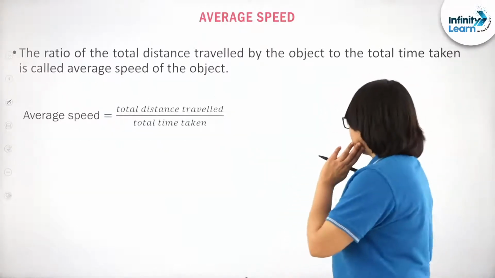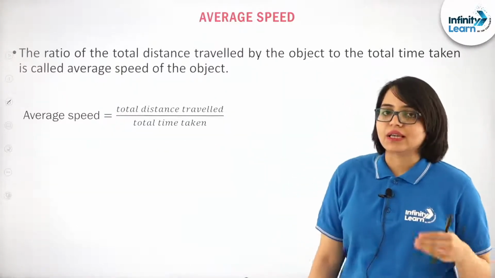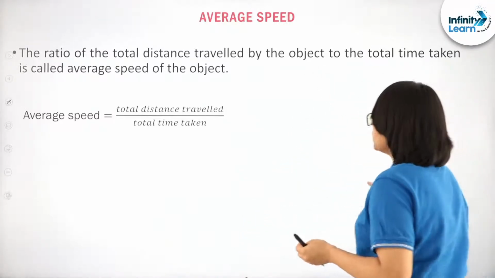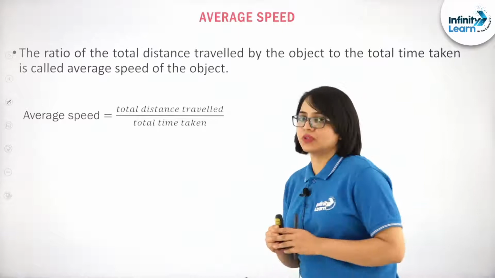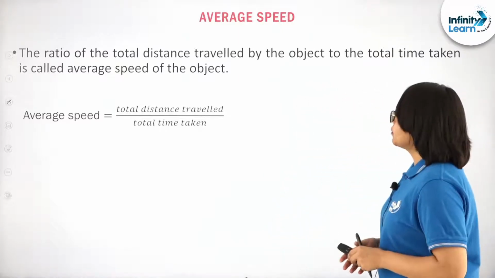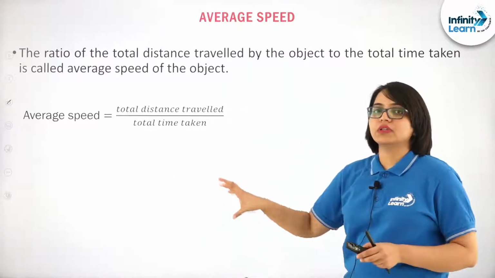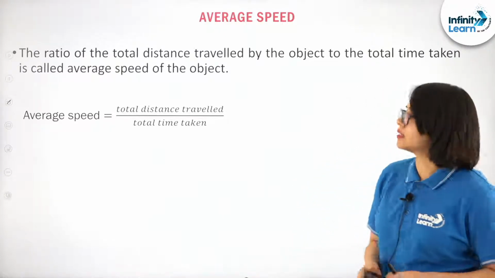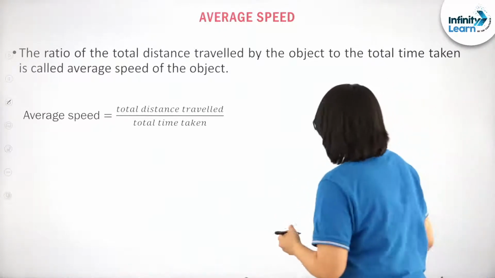Next we'll see two types of speed. One is average, other one is instantaneous. This one is very important for NEET people, है ना? Average speed क्या होता है? So average speed is nothing but the total distance covered divided by total time taken in covering that distance. That is your average speed.